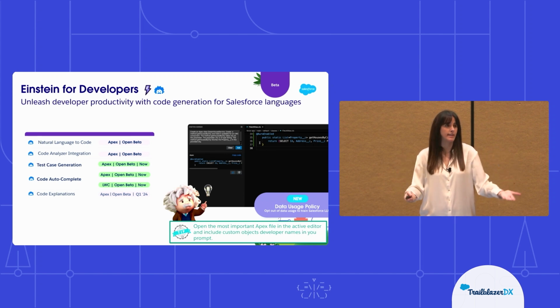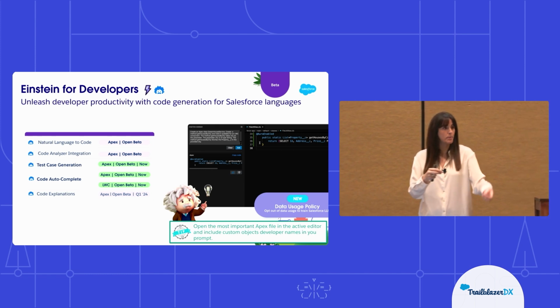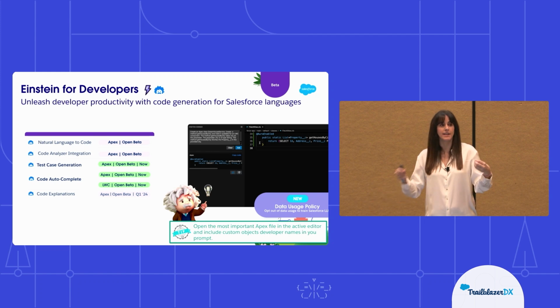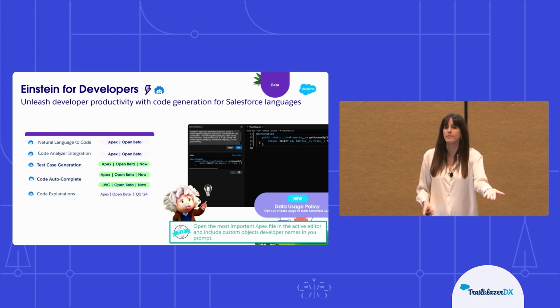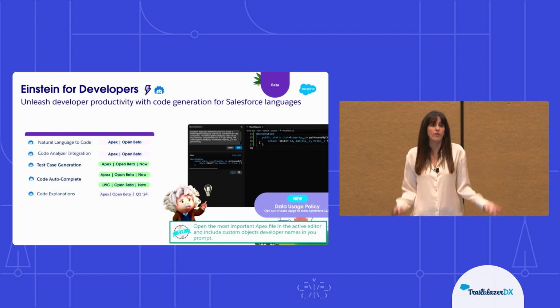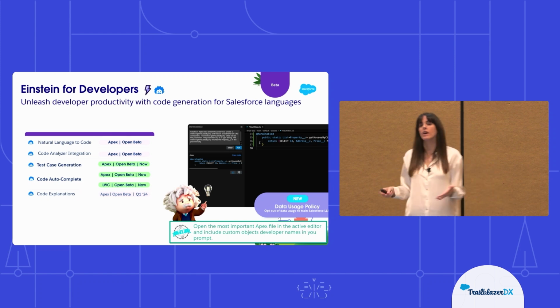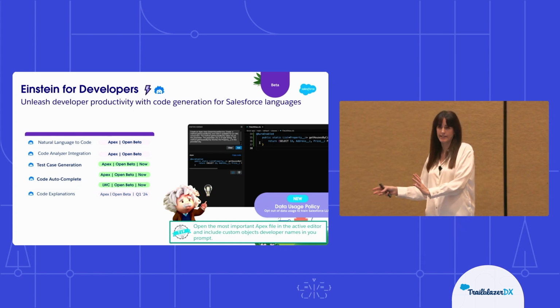So it's always a good idea to use, for instance, developer names when you are referring to objects or to fields, especially if they are custom objects or custom fields. It's great to, in your prompt, always indicate the developer name of the custom object so that Einstein for Developers can understand that you are referring to that metadata. It takes into account the metadata definition of your org, the custom objects that you have created there, and it also takes into account the file that you have opened in the Salesforce IDE.